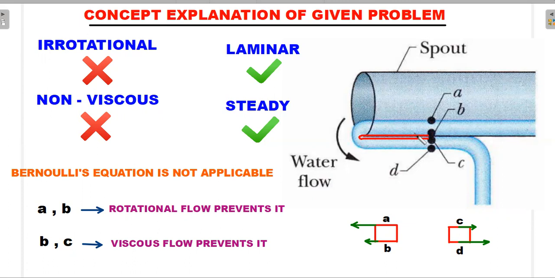Similarly, between B and C, which is the same streamline, you can argue, but there is viscous drag across the surface. So viscous flow is going to prevent it. So if you are analyzing this problem using Bernoulli's equation, you might end up getting a wrong answer.